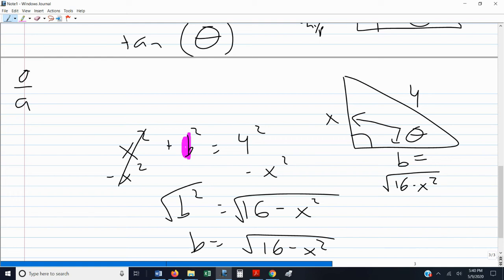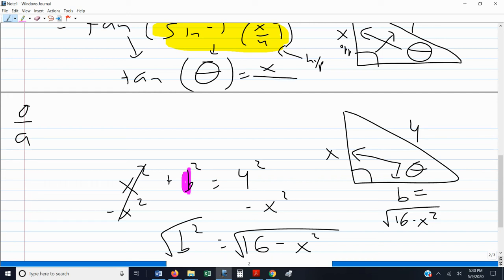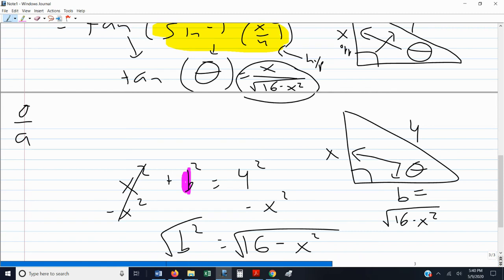And then we're ready to answer this question now. We're doing the tangent of theta. So tangent, again, is opposite, which is x, over adjacent, which is the square root of 16 minus x squared. And that would be our answer. Right? Remember that everything builds off this theta. So that's our reference angle. So this is opposite over here and adjacent down here.